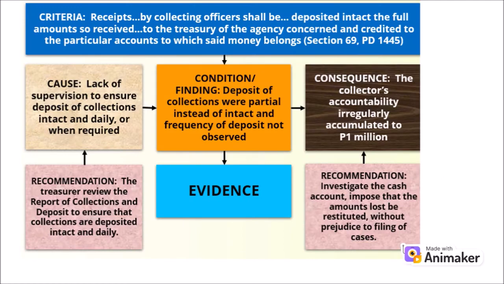Another example, ito po yung presentation ng 5 C's in the AOM. Ngayon, pansinin natin yung condition or your finding, yung deposit of collections were partial instead of intact and frequency of deposit not observed. Tapos, pansinin natin yung recommendation. Ng recommendation sa cause, meron siyang recommendation for the cause and meron din siyang recommendation for the consequence.